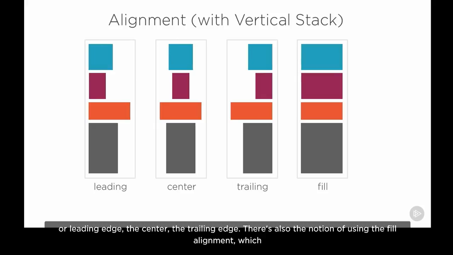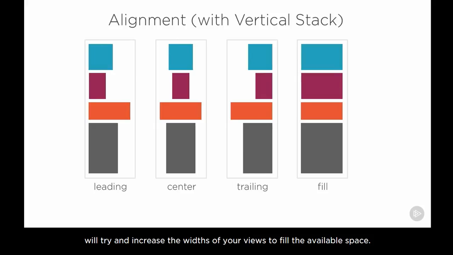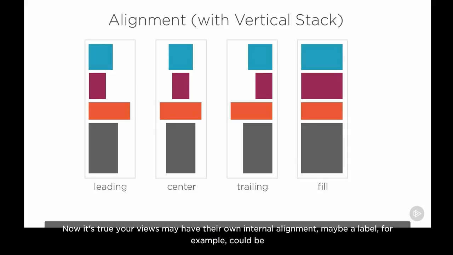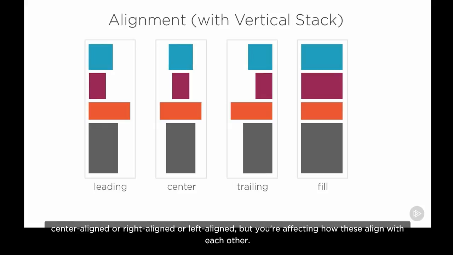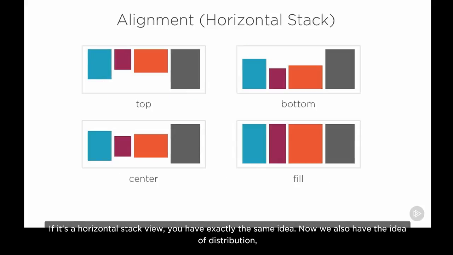There's also the notion of using the fill alignment, which will try and increase the widths of your views to fill the available space. Now, it's true your views may have their own internal alignment. Maybe a label, for example, could be center aligned or right aligned or left aligned, but you're affecting how these align with each other. If it's a horizontal stack view, you have exactly the same idea.